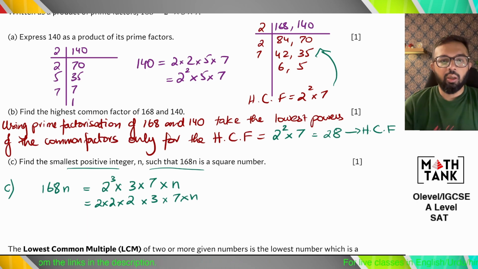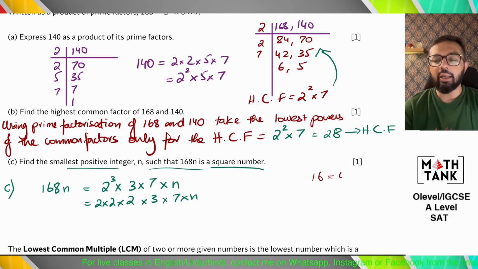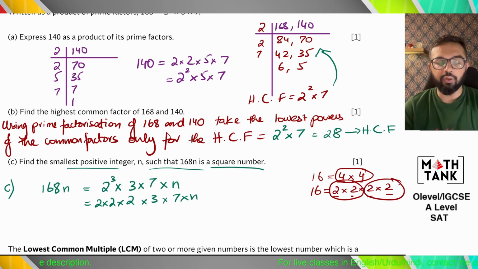What a square number is, it's a perfect square, which means that every number has a pair. So for example, 16 can either be written as 4 into 4, or as 2 into 2 into 2 into 2. Every factor that I write down has a pair. If I write it in terms of twos, it has a pair. For square numbers, every number must have a pair.